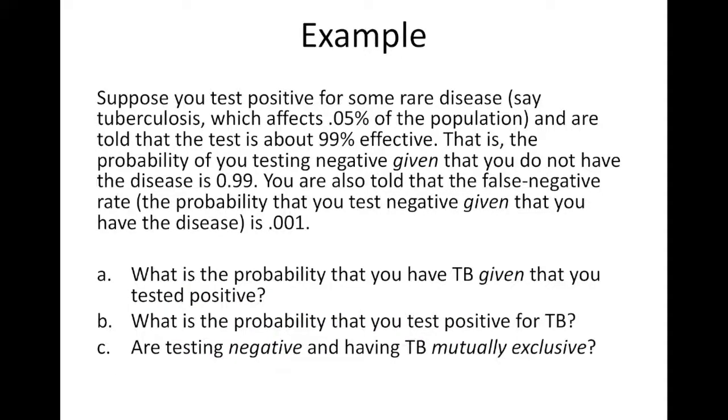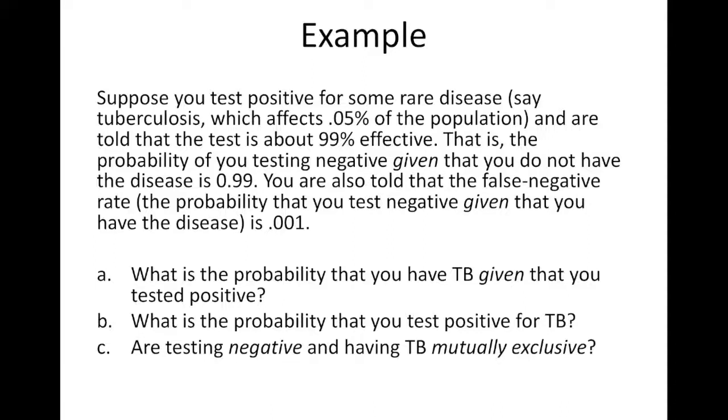So an example here is, suppose you test positive for some rare disease, say tuberculosis, which affects approximately 0.05% of the population. And you're told that the test is about 99% effective. That is, the probability of you testing negative, given that you do not have the disease, is 0.99. This is also referred to as the specificity of the test. You're also told that the false negative rate, the probability that you test negative given that you have the disease, is 0.001. And we're asked 3 questions here.